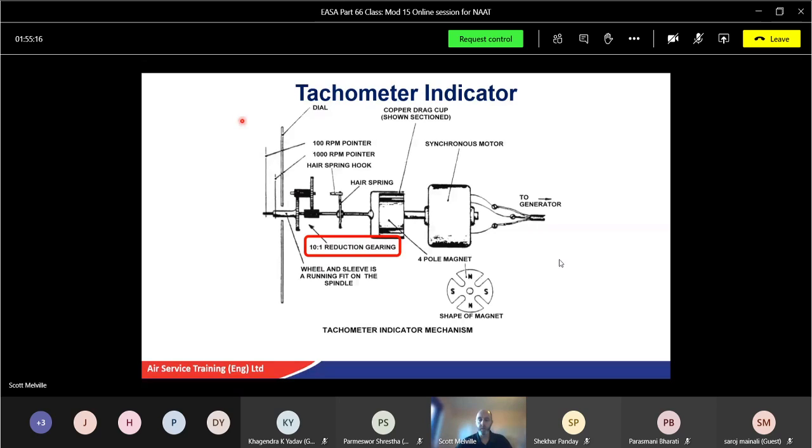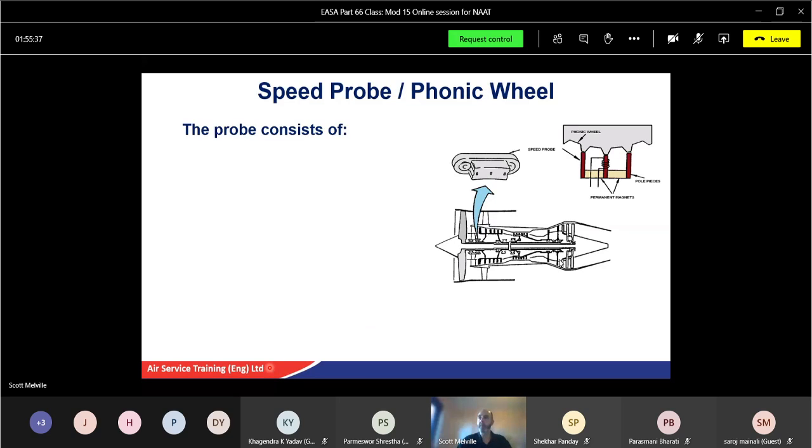Anything else on that one? No, that's fine. Any questions on that one? I'll just make sure I haven't missed anything there. Okay. More in depth on module 3, but you don't need to go that deep on module 15.